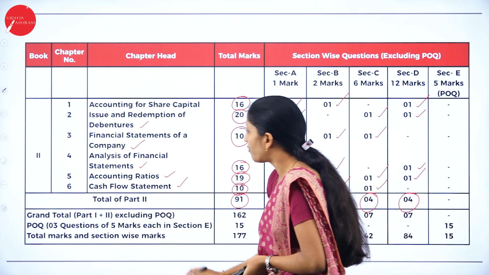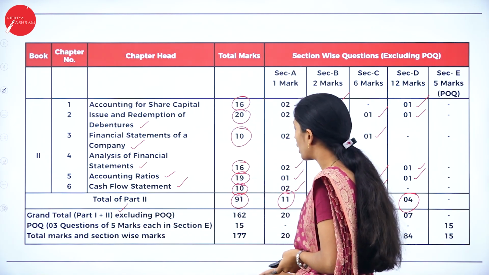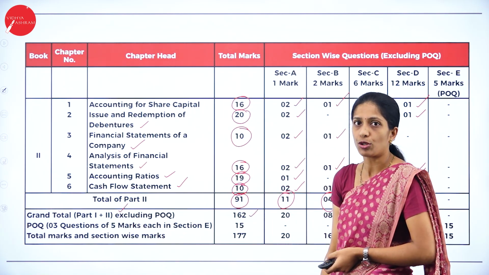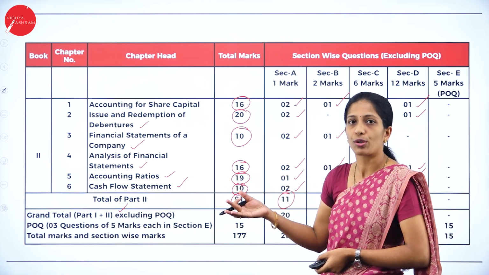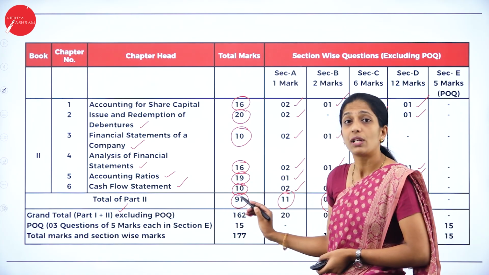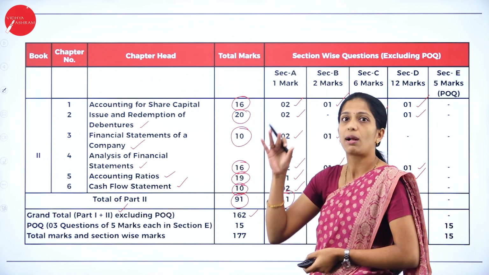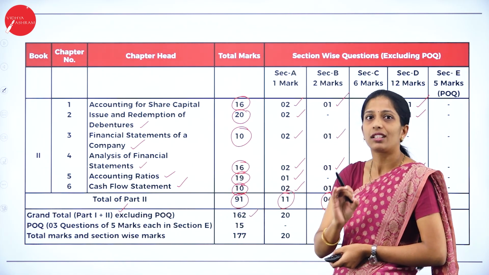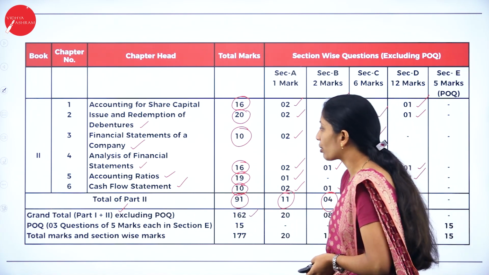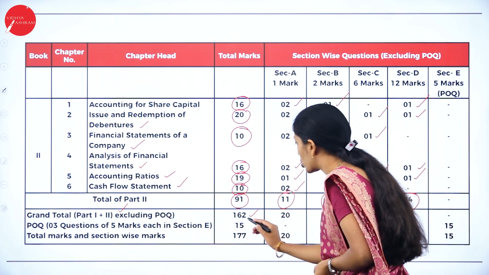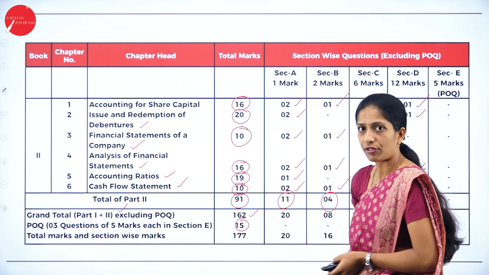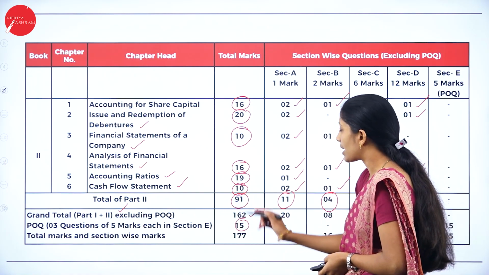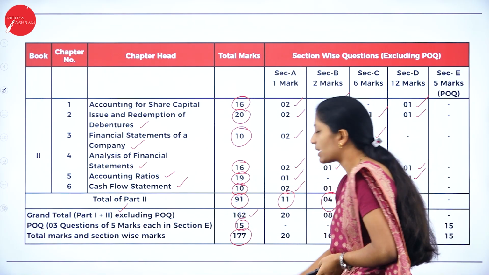So the grand total of part 1 and part 2 excluding POQ is 162 marks. If you leave your POQ questions, the total marks will be 162, that is from part 1 and part 2. And we have extra 3 POQ questions, POQ questions of 5 marks each in section E. So it will be 15, and the total section-wise marks is 177.